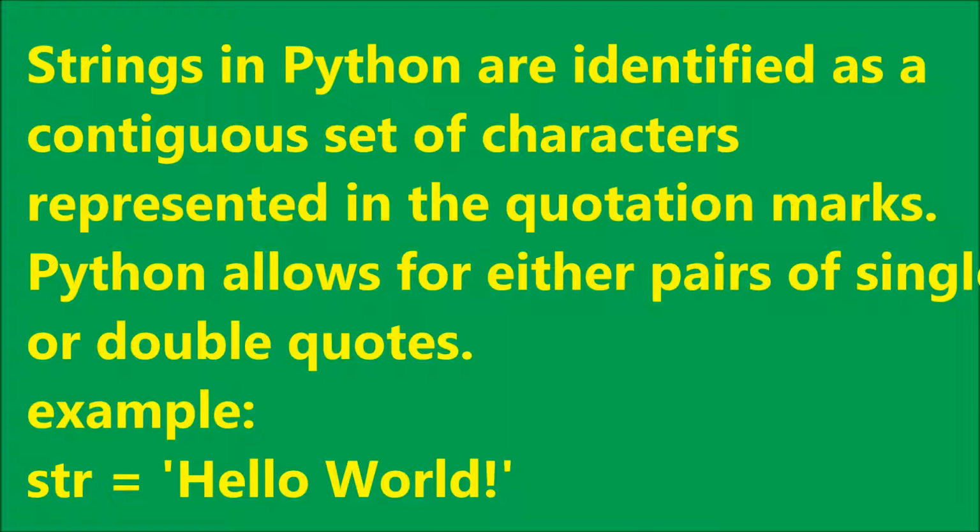Strings in Python are identified as a contiguous set of characters represented in quotation marks. Python allows for either pairs of single or double quotes. Example written here, str equals to single quotation mark hello world. So here we are using single quotation marks.